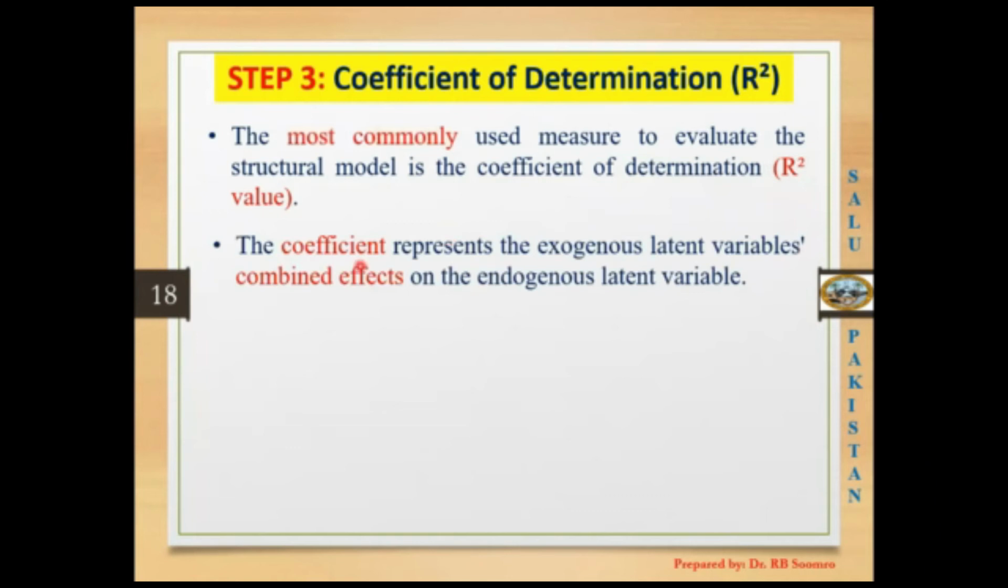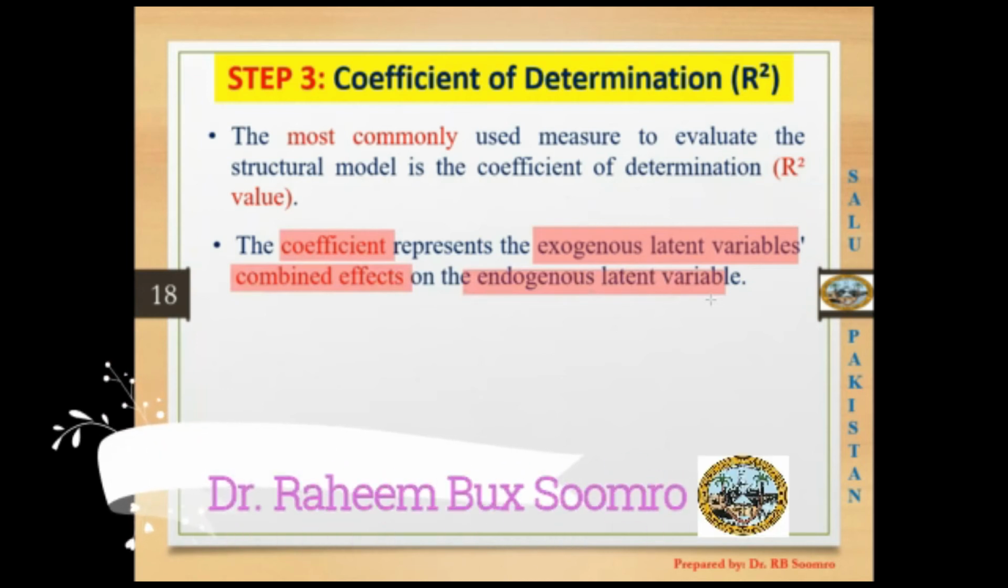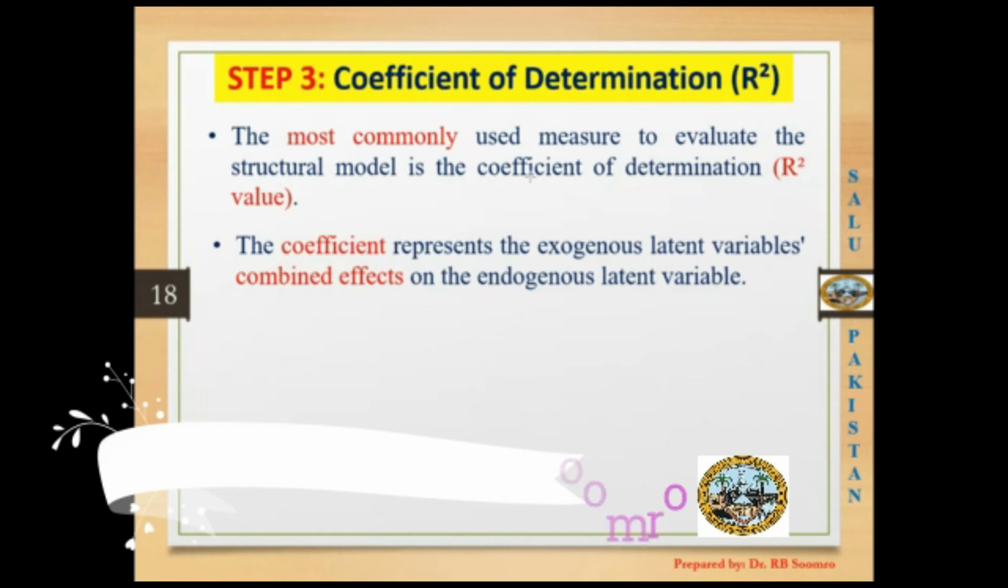And then the coefficients. Coefficient represents the exogenous latent variable. Now, exogenous means all the independent variables, their combined effect on the endogenous. It means the combined effect of all independent variables on the dependent variable. In this way we can compute the R square.